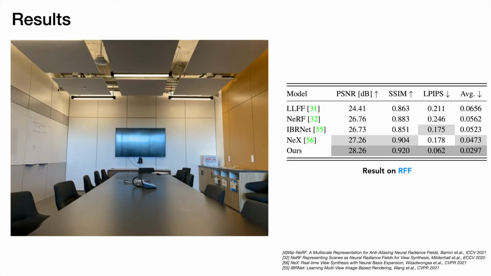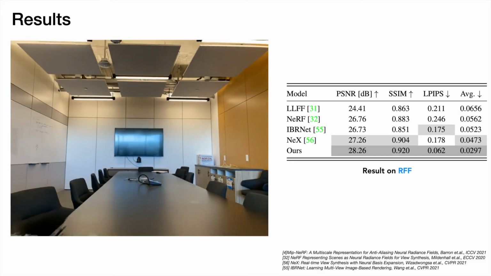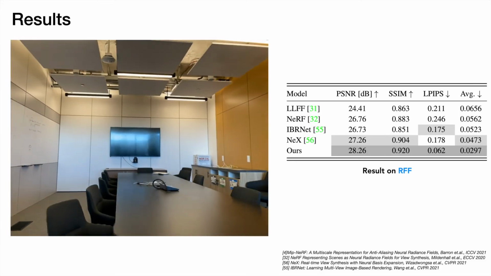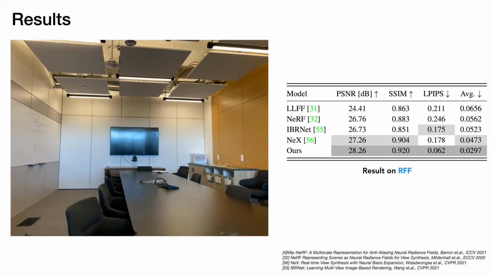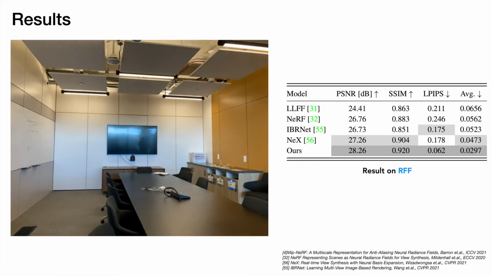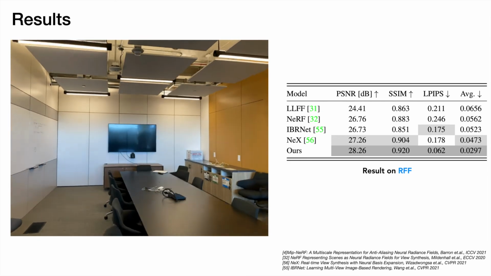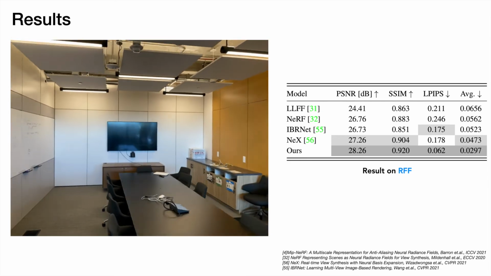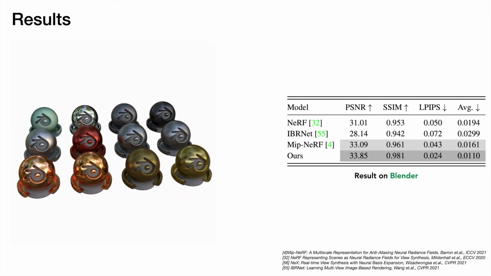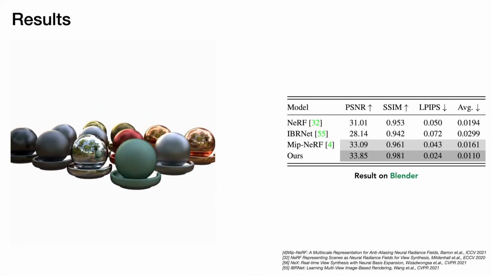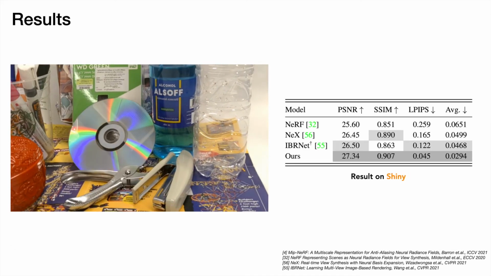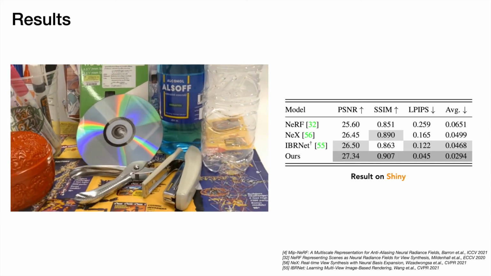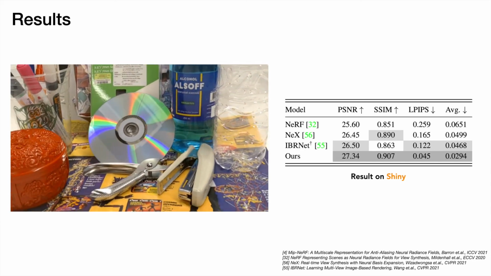We perform experiments on various datasets to measure the efficacy of our model. On the RFF dataset, we compare against previous state-of-the-art methods such as NeRF and NEX and show superior performance across all metrics. On the left, we show a rendering produced by our model on the room scene. Similarly, on the Blender dataset, we outperform prior work such as MIP-NeRF. Finally, on the Shiny dataset, our model achieves new state-of-the-art results.